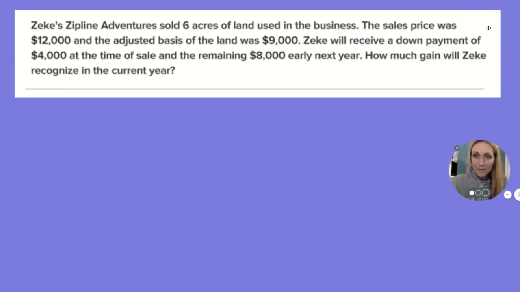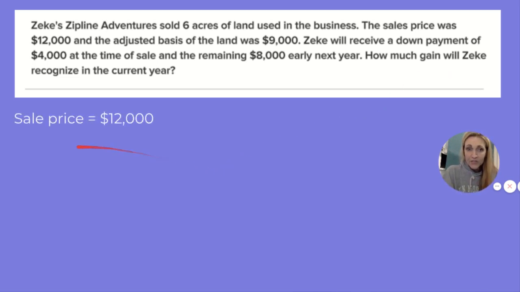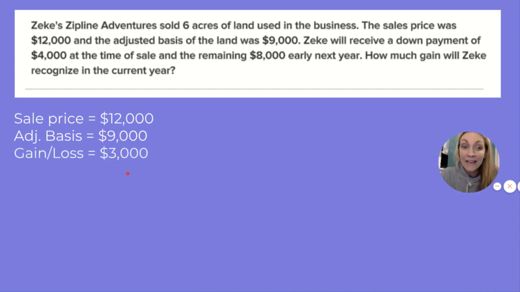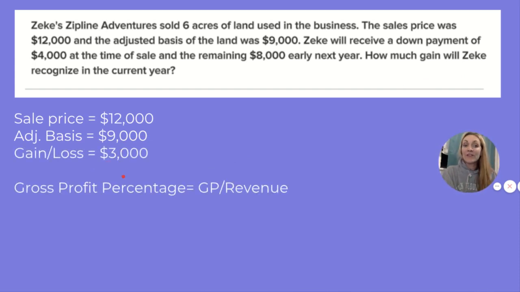So to give you an example, Zeke's Zipline Adventures sold 6 acres of land used in a business. The sale price was $12,000 and the adjusted basis was $9,000. Zeke will receive a down payment of $4,000 at the time of sale and remaining $8,000 the next year. So how much will be included in income each year? They're asking for the current year. So we take our sale price, $12,000, minus our adjusted basis, gain of $3,000. So now we got to calculate that gross profit percentage. $3,000 divided by $12,000 is 25%.